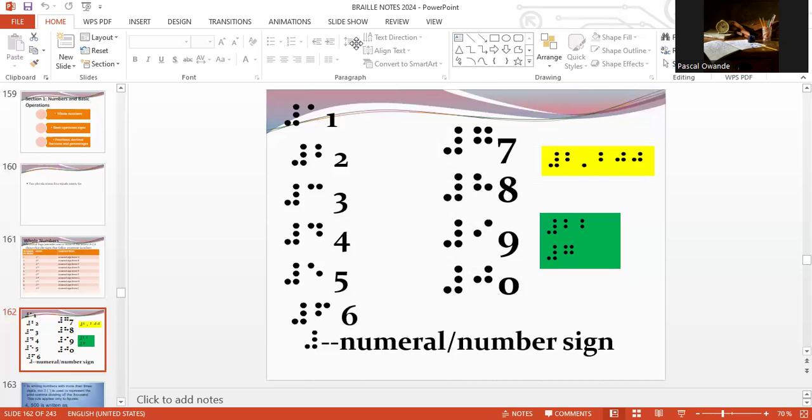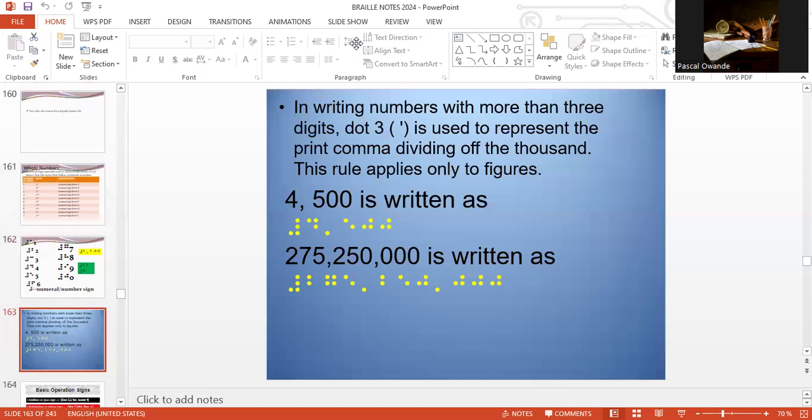It's what we call the comma separator in mathematics. For example, when you want to write 2,145, that is 2145. The comma in mathematics is dot 3. Comma separator in mathematics, when we are dealing with numerals, symbols, the comma separator is dot 3. In writing numbers with more than 3 digits, dot 3 is used to represent the print comma dividing off the thousands, and this rule applies only to figures.